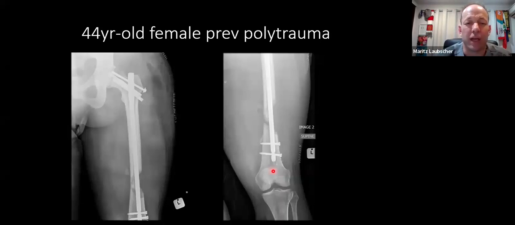cephalomedullary nail, and then she presented like this with failing of a proximal fixation of the neck and an unaddressed bone defect, and all of it infected. So a bad fracture-related infection with a proximal and a distal infected non-union.